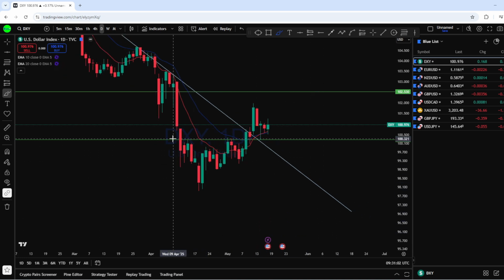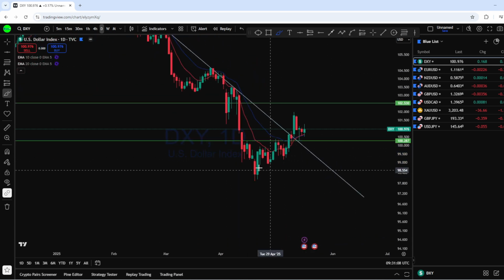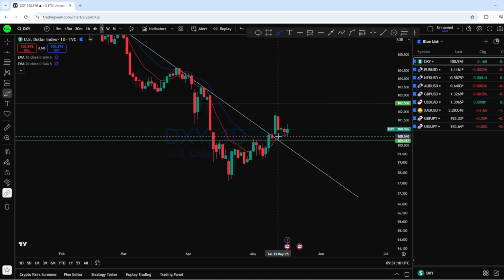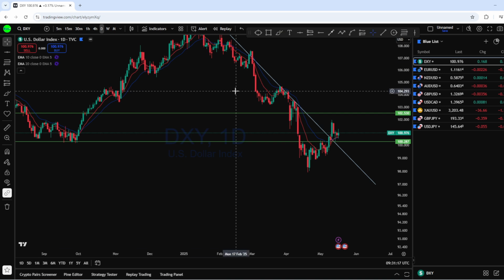Now there was an inverted head and shoulder from the daily that we can spot, which is a potential reversal pattern, and as a result we saw there was a break of trend line here. This is a trend line that DXY was following for an extended period of time.